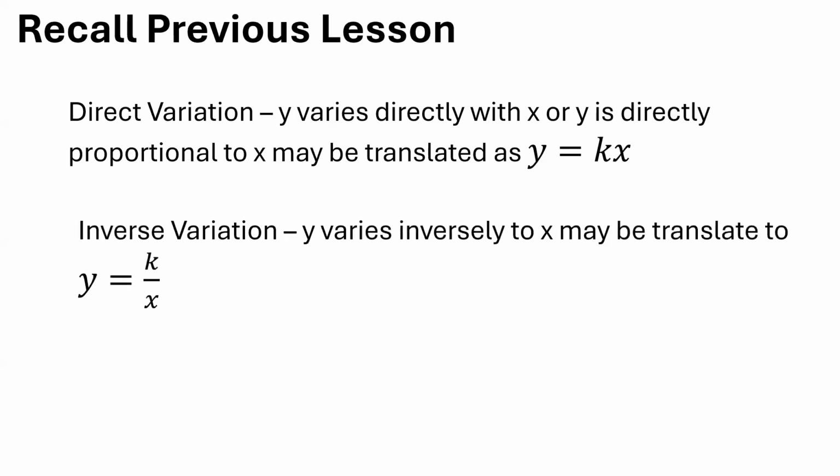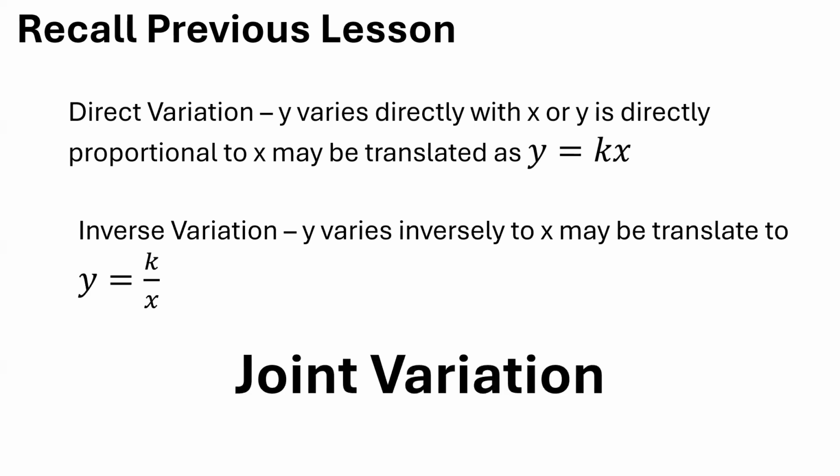The next one is the inverse variation. Here, y varies inversely to x, may be translated to y is equal to k over x. So the word inversely, meaning yung x natin ginagawa natin denominator, which corresponds to our constant variation, which is k. So y is equal to k over x.